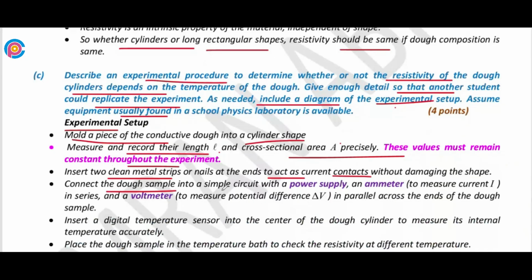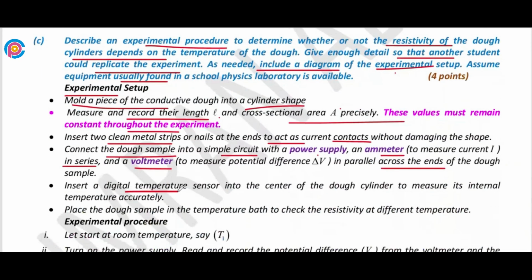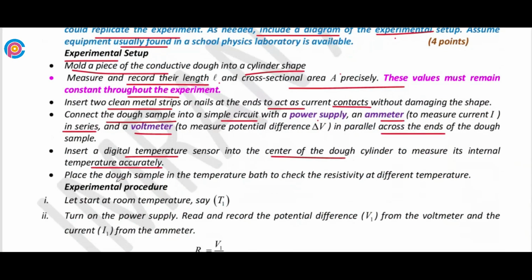Connect the dough sample in a simple circuit with the power supply. The ammeter is in series in the circuit, and the voltmeter is in parallel across the dough. Now insert a digital temperature sensor or a digital thermometer in the center of the dough to measure the internal temperature accurately. Now to vary the temperature, place the dough sample into a temperature bath to check the resistivity at different temperatures. This is the experimental setup we have designed to check whether resistivity depends upon the temperature or not.